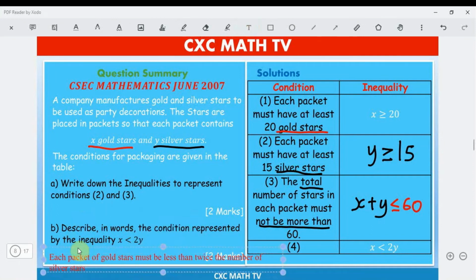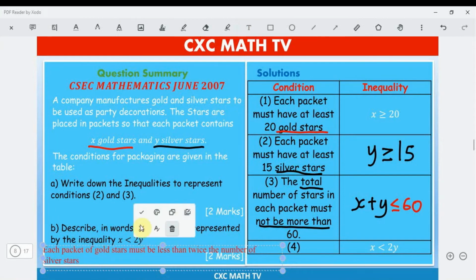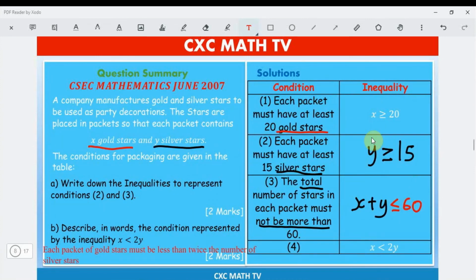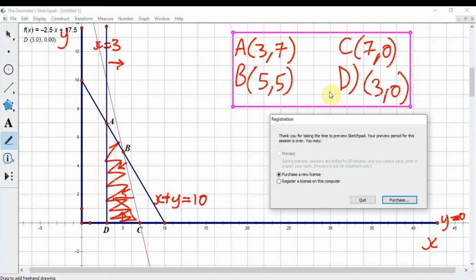X is less than 2Y. Notice that here is my X. Each packet of gold stars is X, must be less than, so the less than symbol there, twice the number, twice is 2 times, the number of silver stars, 2 times Y. That's it in words. So we have our 4 inequalities here now. Easy stuff. Now it says using a scale of 2 centimeters to represent 10 units on both axes, draw all 4 inequalities represented in the table. So we need to draw the graph now for this. I'm going to create a new graph.